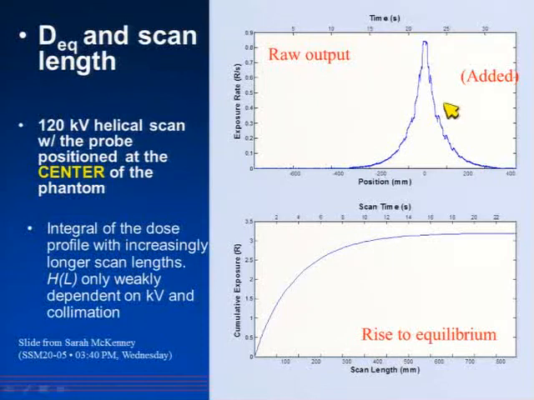Now, if you plot the integral as a function of length, of course, if I make the length 0, I'm not going to capture anything. If I make the length infinitely long, I'm going to capture the entire dose profile, and in between it's going to rise in a very, very smooth and predictable fashion. This is called the rise to equilibrium curve, and this is the terminology that's now in the literature and in the task group reports. This slide is from Sarah McKenney, who is part of the task group.